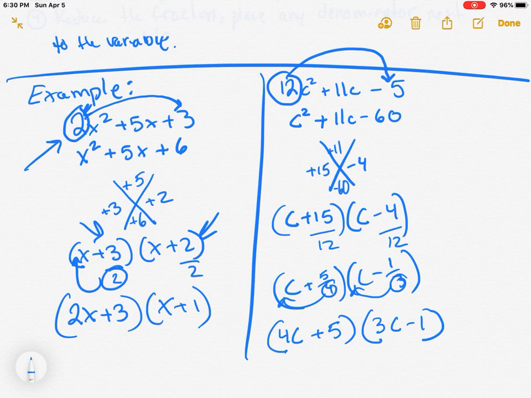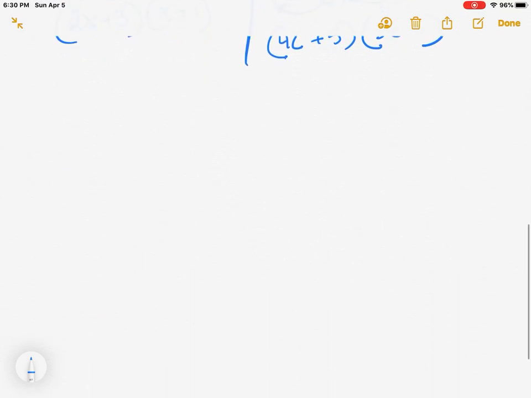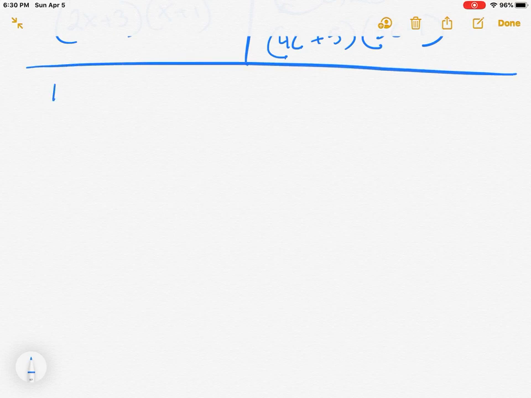Simple enough. Now you're thinking to yourself, all right, Coach Murphy, what about if I'm going along and I get a problem that I can take a greatest common factor out, but I'm still left with an a term? Well, that's a phenomenal question. Okay, so let's look at a problem like that. So we have 10k squared plus 75k plus 35, right?